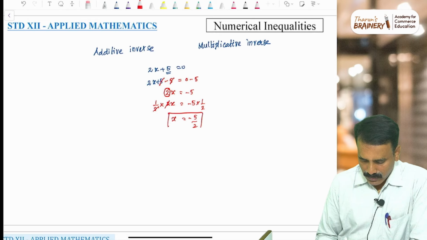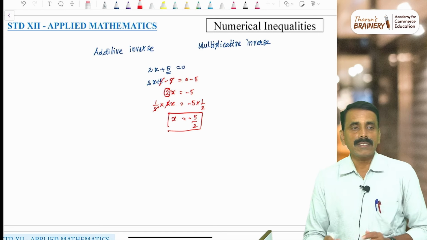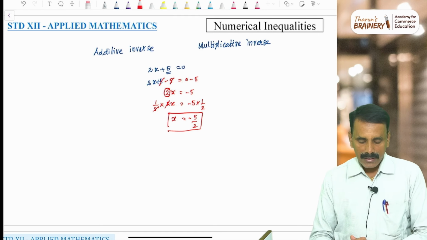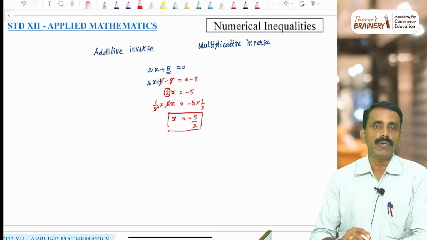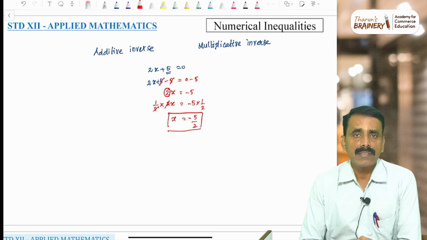So this is the process we will be using in this exercise throughout. We won't say take this 5 to the other side and take 2 to the other side. We will be using the additive inverse and multiplicative inverse concept throughout this exercise.